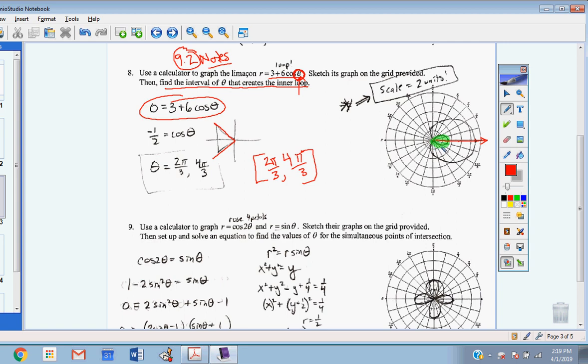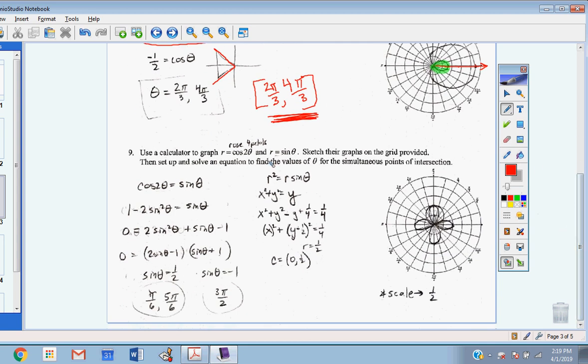And then what's going to happen? Well, we're going to have different R values in here, let you explore that, but then when they exit, it's going to be at 4 pi over 3. So in this interval of radian measures, we will be creating that inner loop. And if you think about it, here's 2 pi over 3 right here. Just past that, I don't have any values here, so obviously those R values are going to have to be negative for a little bit until they become positive again.